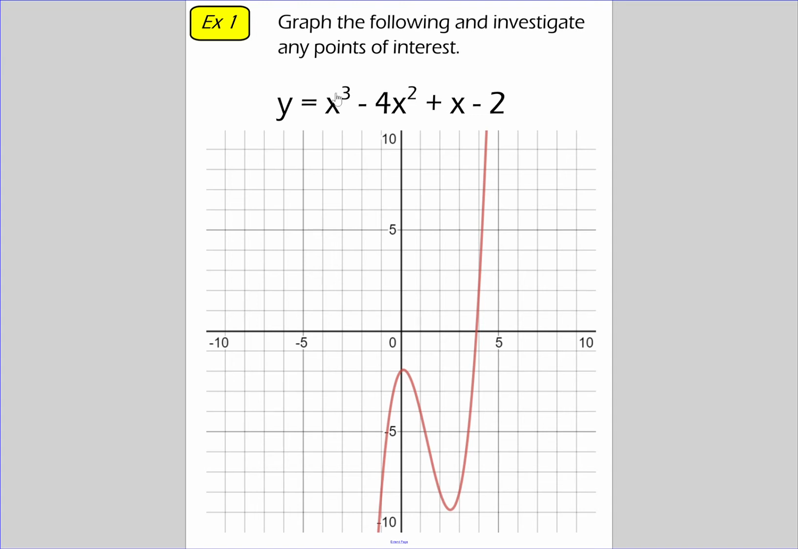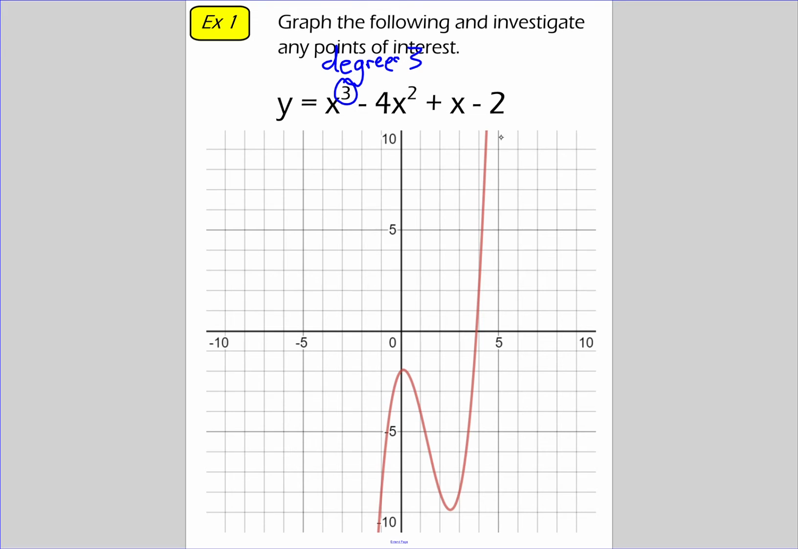So you've had a chance. You're going to notice lots of things. Here's what I notice. The highest degree of any of the expressions is degree 3. So this is a degree 3 polynomial. Okay, quadratic always being a second degree.